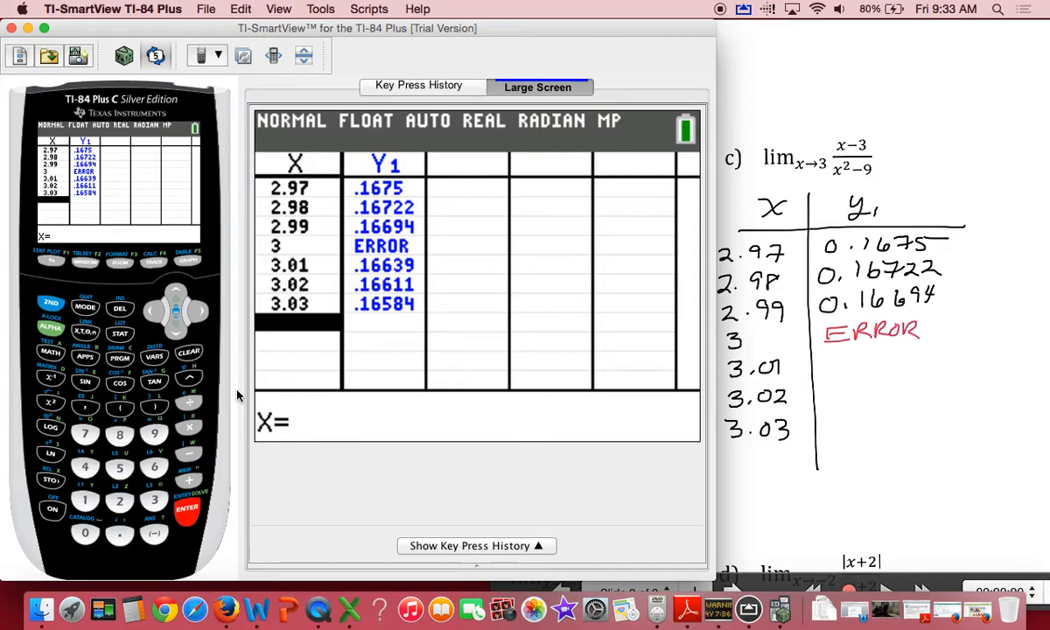And again, we expect an error because if you plug in 3 or negative 3 into the original function, it's undefined.